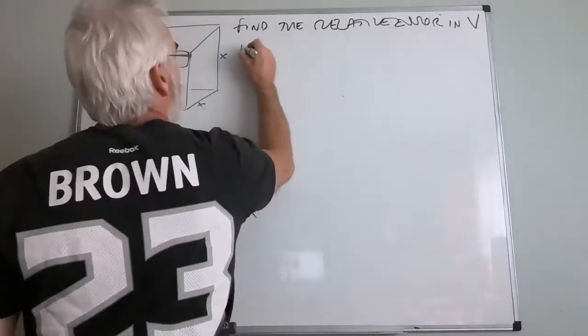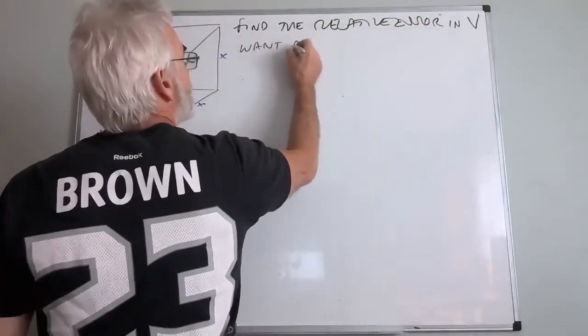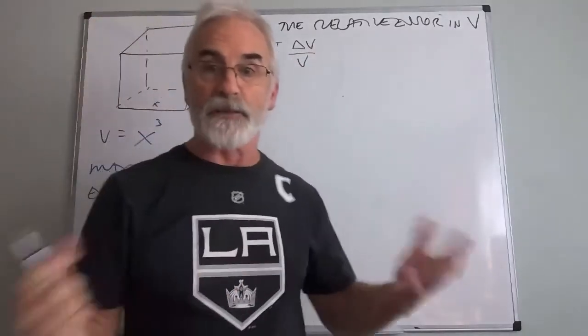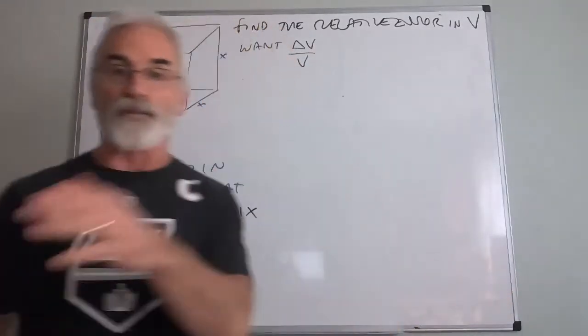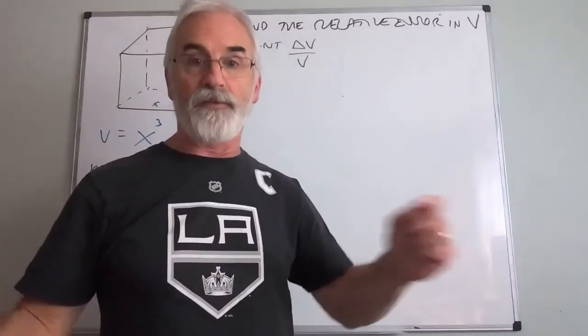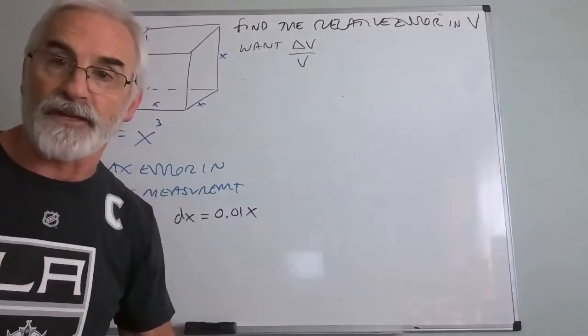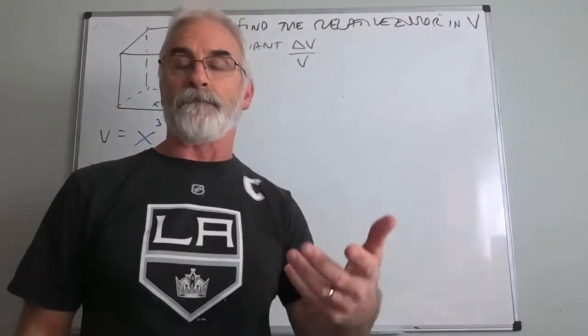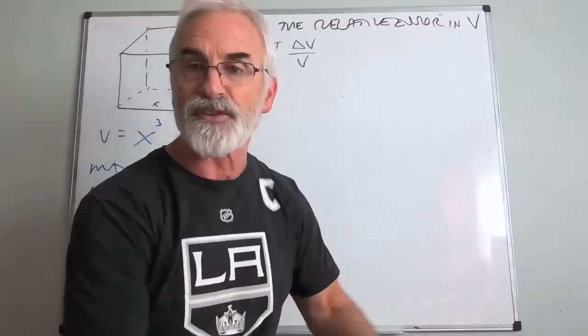That means that I want delta V over V. Delta V is actually my error in volume. If I'm off by 1% in either direction, delta V is how much my volume is going to be off. I want delta V over V. So whether I'm a sugar cube or a giant pod, I'm still going to say I'm off by this percent.